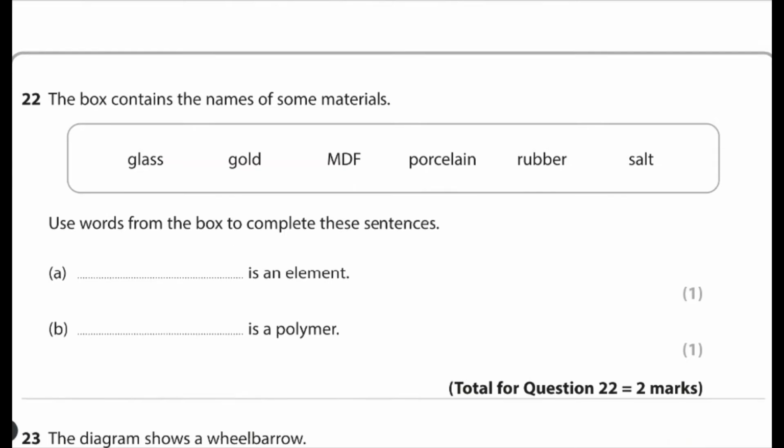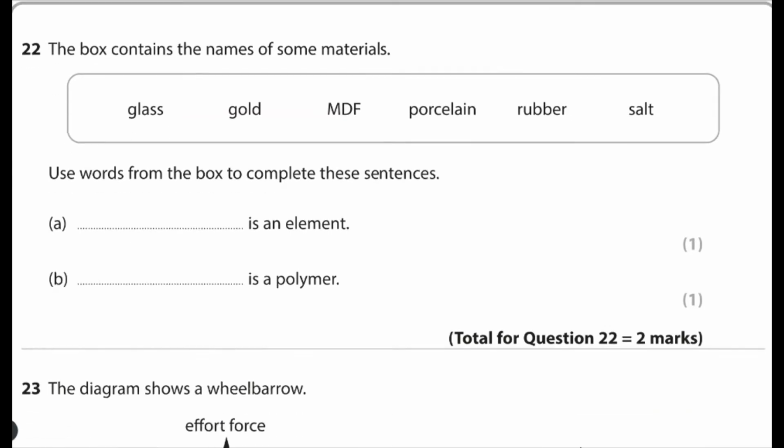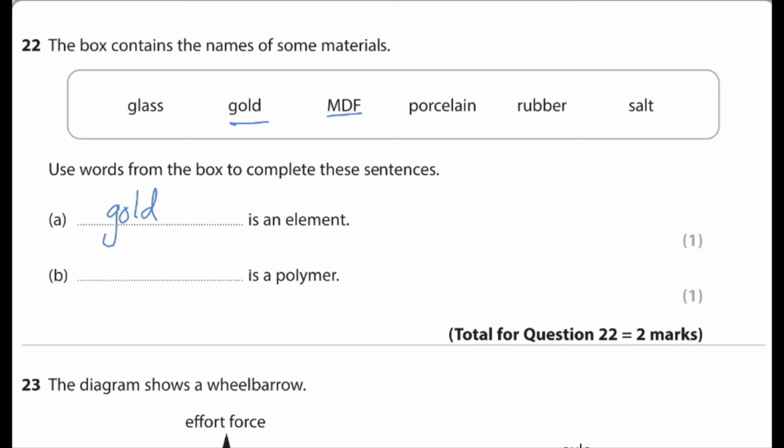Next one, the box contains the names of some materials. Use words from the box to complete these sentences. Element, polymer. So we look at what is an element out of this. Yeah, gold is an element. Then polymers, we have rubber as a polymer.